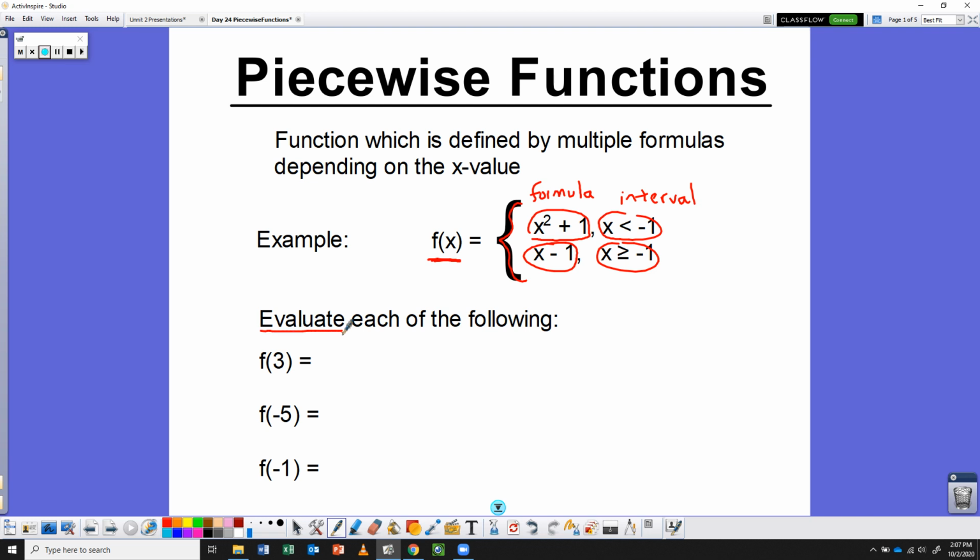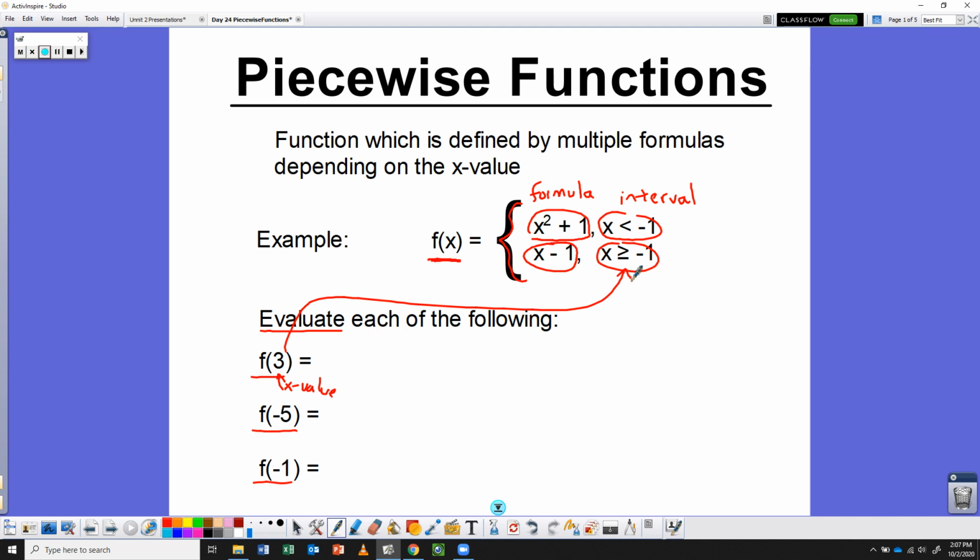So what we're going to do here, whenever somebody gives us these function notations, like f of 3, f of -5, f of -1, remember the way that you're going to read that is we're going to evaluate our function when given an x value of 3. So one of the first things that has to happen when you have a piecewise function is you have to go and look at your interval and figure out which interval you're in so that you'll know which formula to use. An x value of 3 is most certainly greater than or equal to -1.